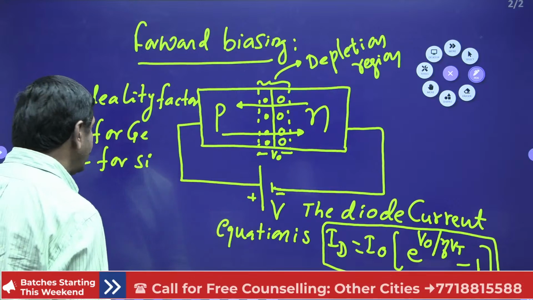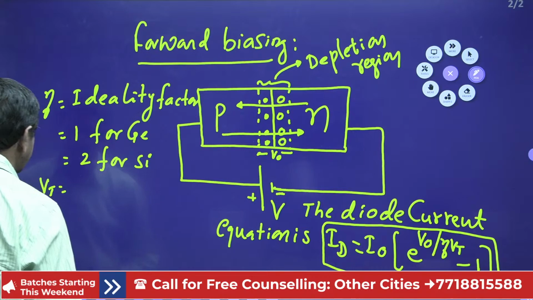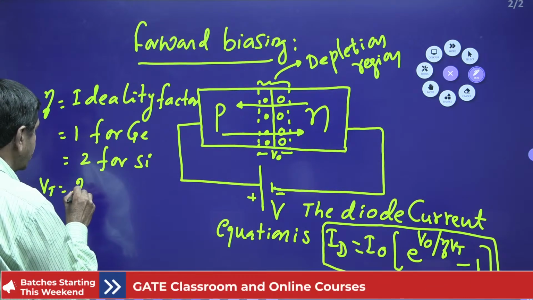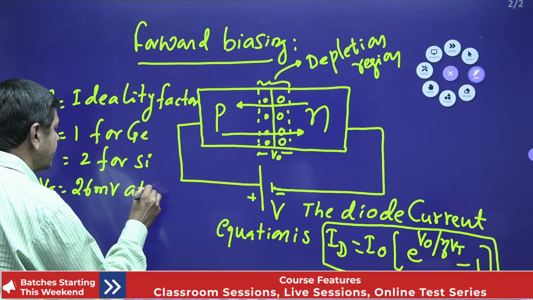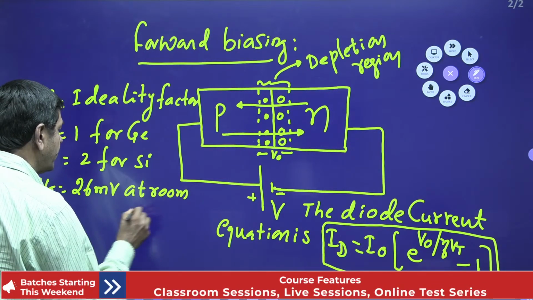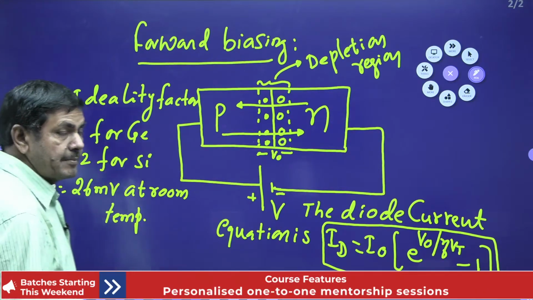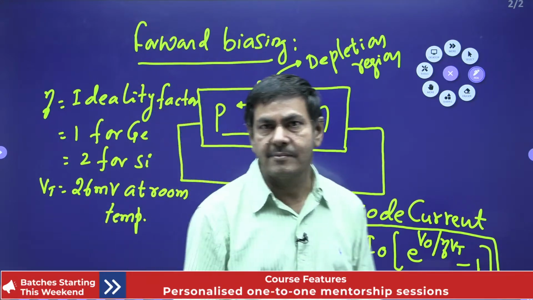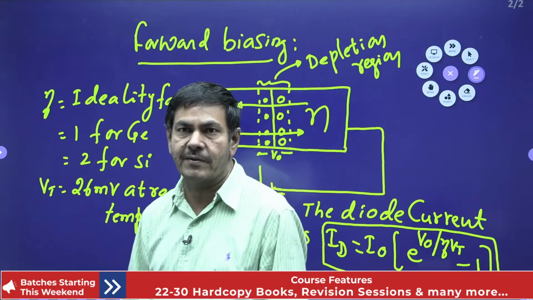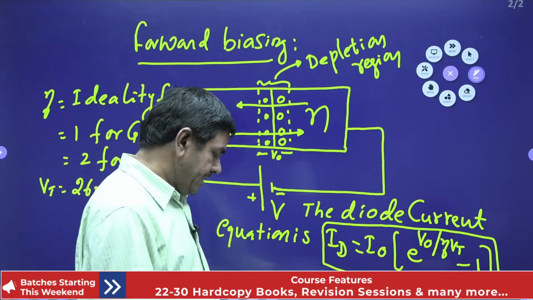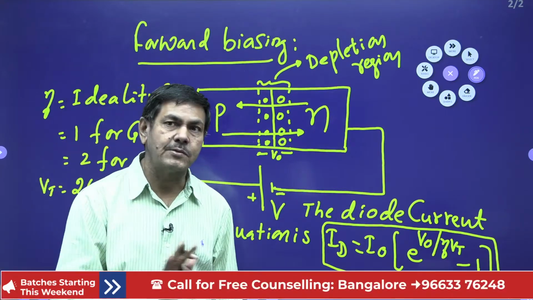I said already, the thermal equivalent of voltage, Vt, is 26 millivolts at room temperature. Sometimes in problems they give 25 millivolts. If 25 is given, you put 25. If not given, you can put 26; it won't be affected. Understand that this information is important when the diode is forward biased.